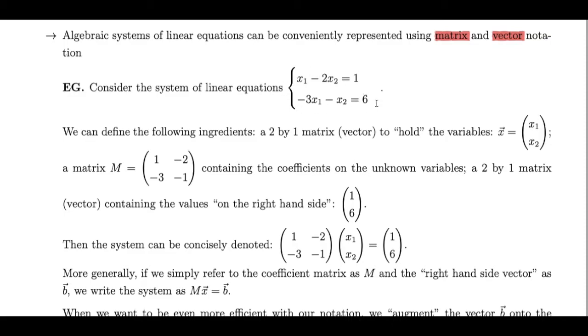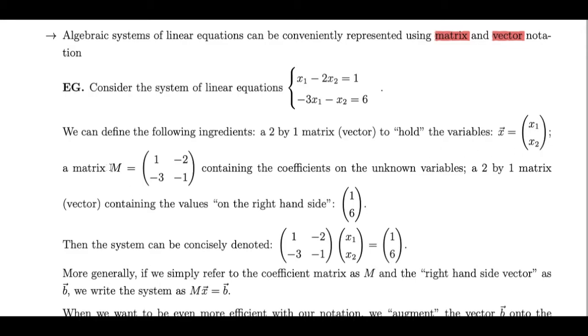There's nothing necessarily wrong with it. We just want to introduce an alternative notation utilizing matrices and vectors, which allows us to represent such a system a little bit more concisely. And here's how we do that. We define a few ingredients. First of all, we have a 2 by 1 matrix, that is 2 rows and 1 column, that holds the variables. So I call that the vector x, and this is how I'll write that vector. x1 in the first row, x2 in the second row.